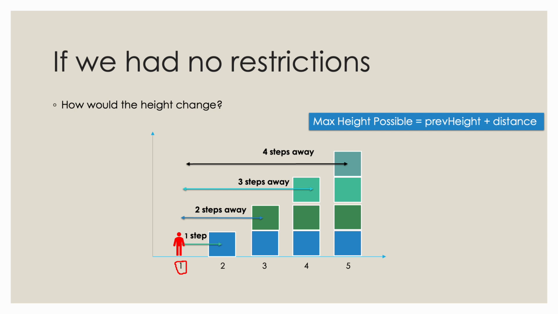So let's take an example of building 4 here. When I'm standing here and I look at building 4, we are 3 steps away, right? And what's the previous height? It's 0. So 0 plus 3 is equal to 3, and that is the maximum possible height of building 4. So that is how my height changes. So take note of this formula.